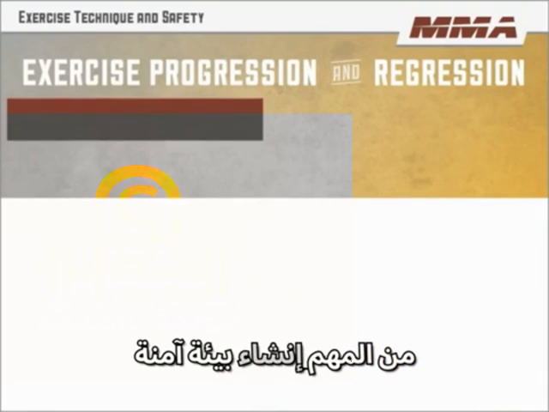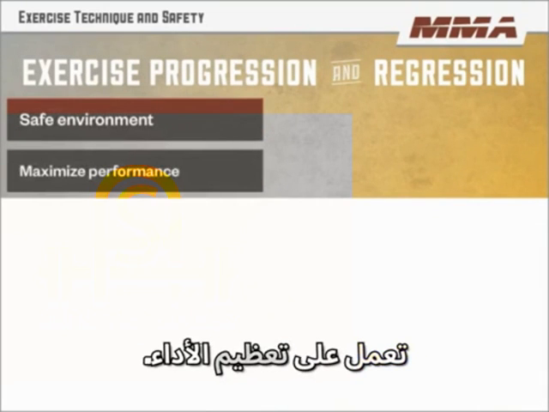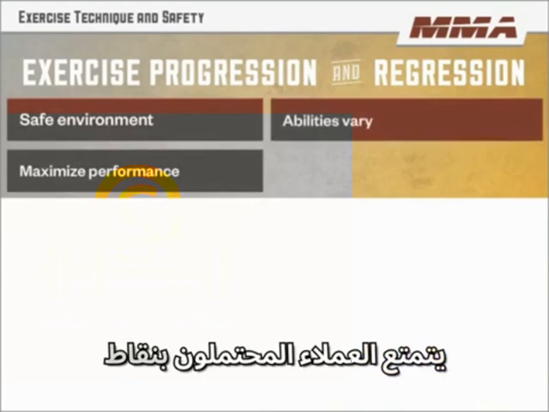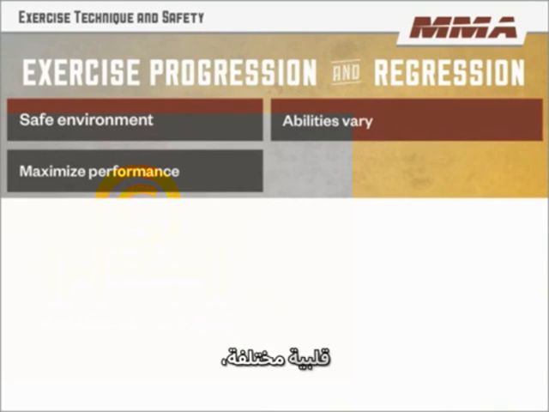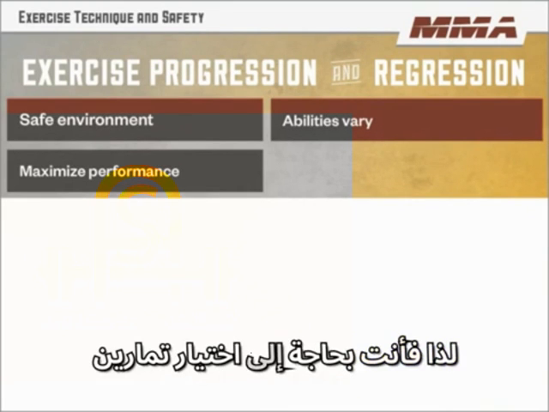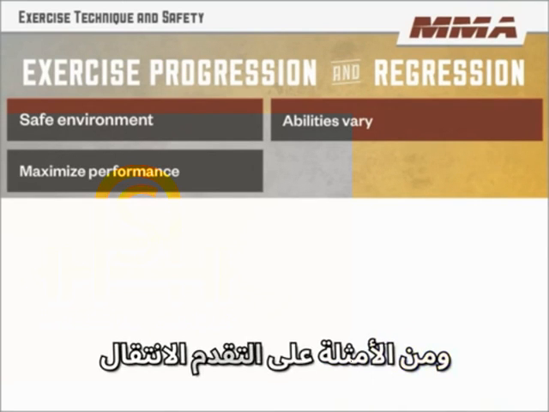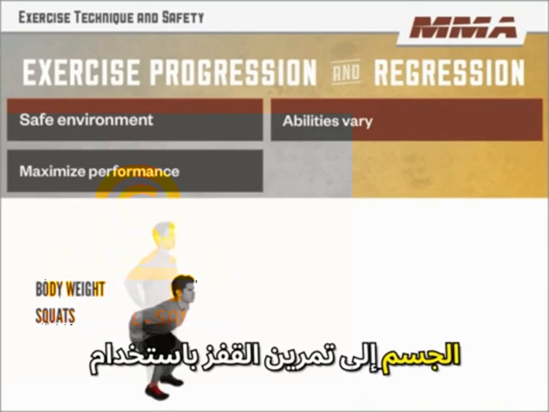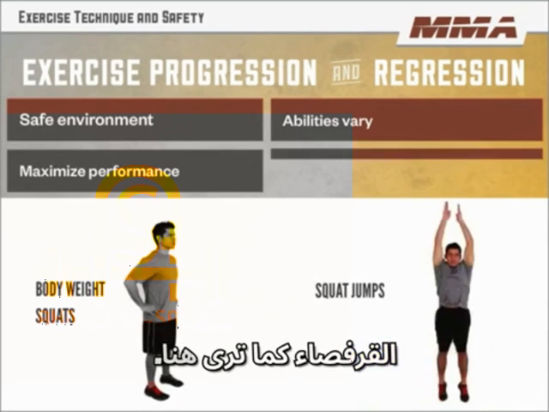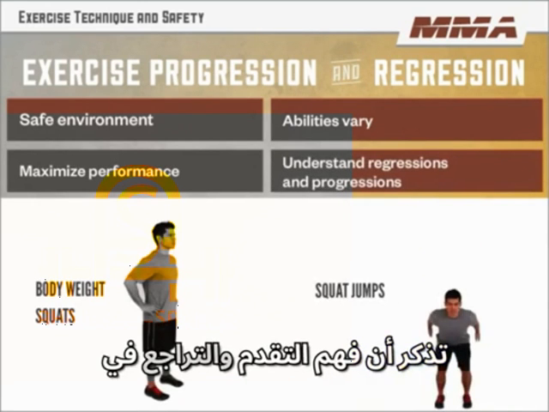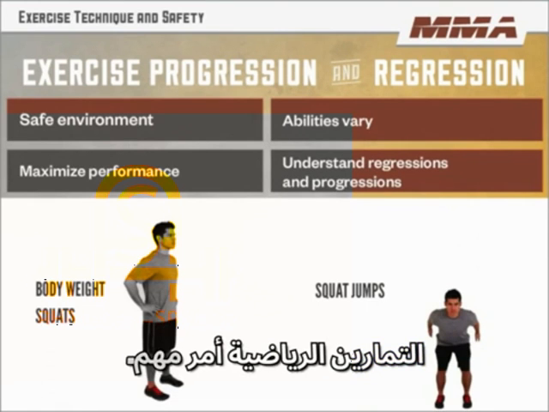It's important to create a safe environment that maximizes performance potential. Clients have different strengths, weaknesses, and cardio fitness, so you need to properly select safe yet challenging exercises. An example of progression would be body weight squats to squat jumps like you see here. Remember, understanding exercise progressions and regressions is important.